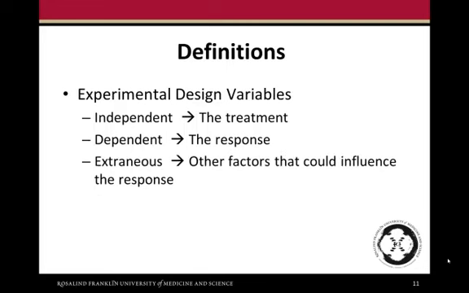Something that always takes some consideration is thinking about extraneous variables. So these are other factors that could be influencing the response or the values of the dependent variable. And it can lead to a confounding effect. So when there's some other variable, this extraneous variable, that we're not really interested in looking at, is actually causing the pattern that we see.